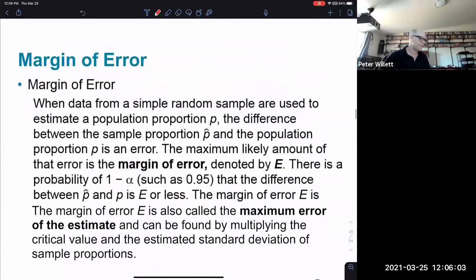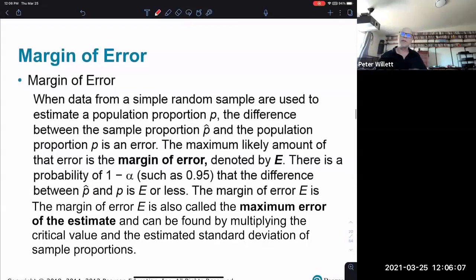All right. So now we're going to define margin of error. This is going to help us understand how a confidence interval is created, what it's saying, and why it works the way it does.